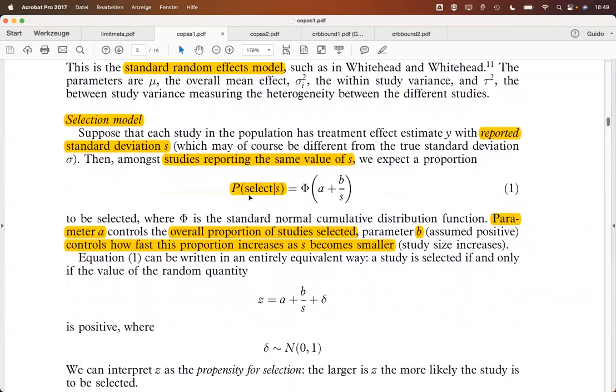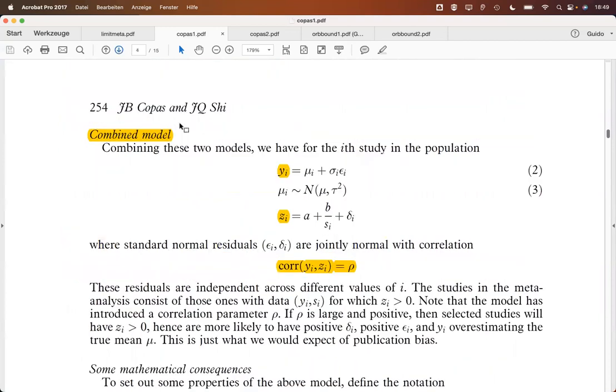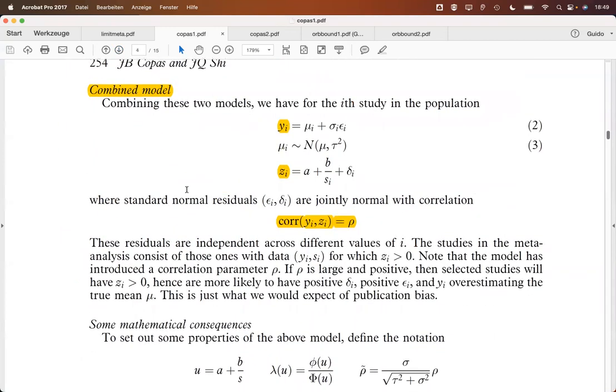And this model can be written down here in a different way, and then at the end we come to the combined model: a model for the treatment estimate, the first two lines, and also a model for the selection process. These two equations are interlinked by a correlation rho, and this is how in this model we can introduce selection bias.